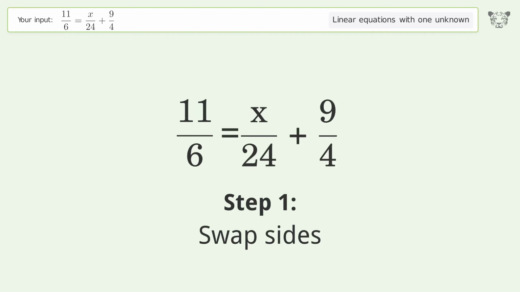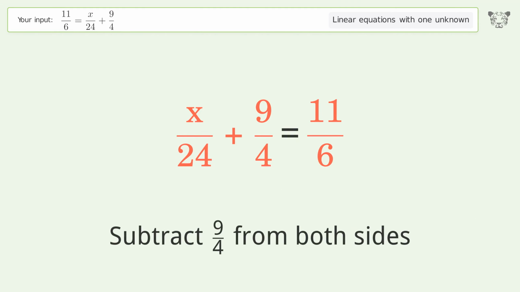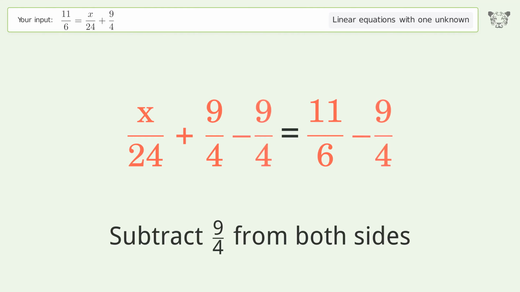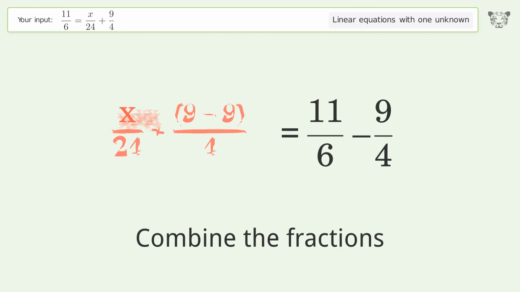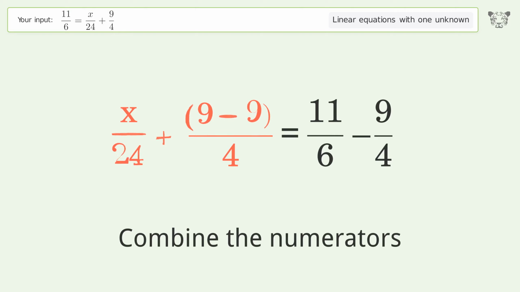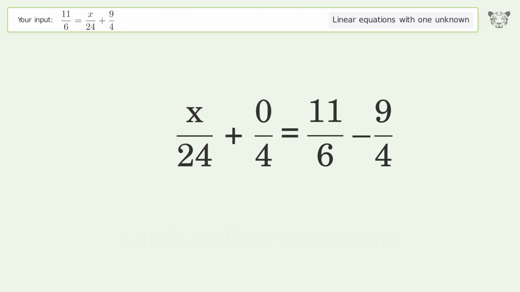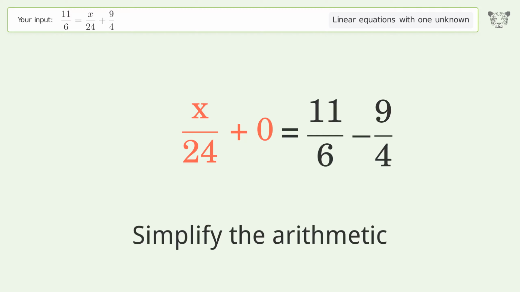Swap sides. Group all constants on the right side of the equation. Subtract 9/4 from both sides. Combine the fractions. Combine the numerators. Reduce the zero numerator. Simplify the arithmetic.